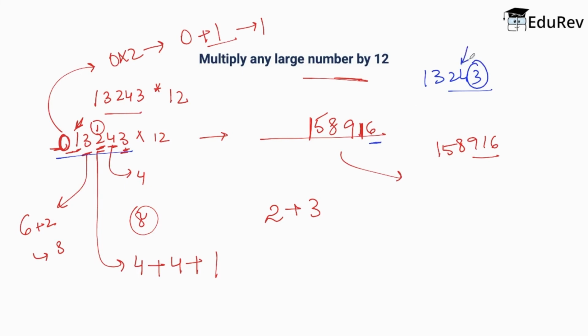Then I have to double the second last digit, that is 4 2s are 8, and add its neighbor to it, that is 3 to it. So it's going to be what? 11. So 1 is here, but 1 will be carried forward.